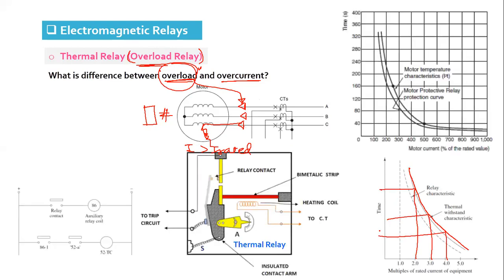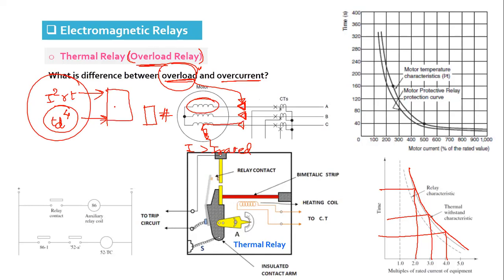So what will happen in the overload? When the equipment draws the overload, the heat generated in the winding will increase in square proportion. We know that under normal condition also there is heat generated, which is I square R T. This is the heat generation. But along with it there is a heat dissipation, at a rate proportional to T_d raised to 4, the difference between the ambient temperature and the winding temperature. And when the rate of heat generation and heat dissipation balance, the temperature will remain constant in the winding.